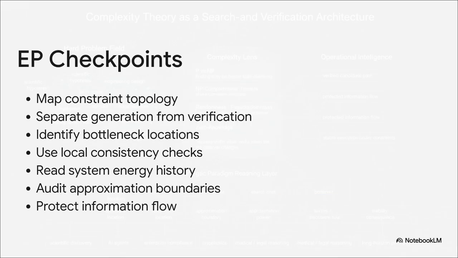So how does this actually work in the real world? Well, instead of just asking an AI to magically hallucinate the final answer to a really hard problem, EP forces intelligence through a series of rigorous checkpoints. First, it maps the constraint topology. It explicitly separates the generation of ideas from the verification of those ideas. It relies super heavily on local consistency checks, exactly like that zero-knowledge proof we discussed earlier. By reading the energy history of real systems and protecting information flow, EP builds a tight, rigorous feedback loop that verifies local constraints and eliminates unstable branches.